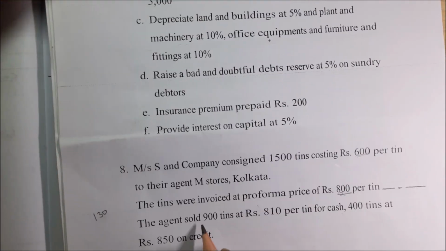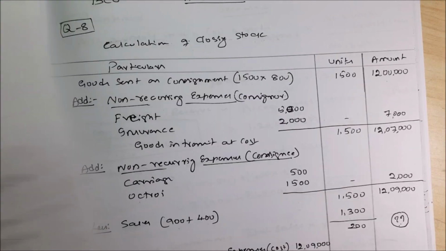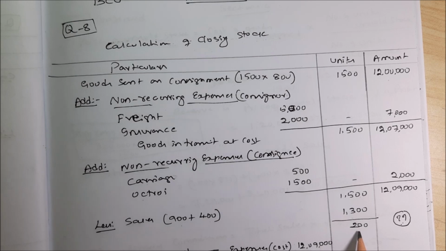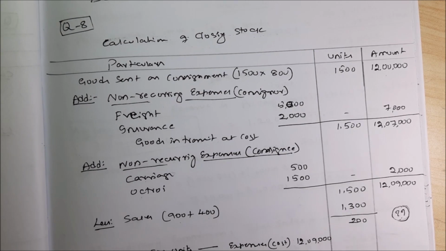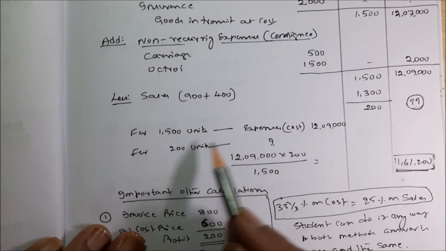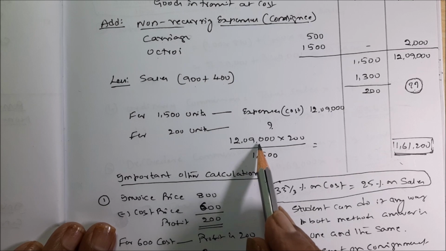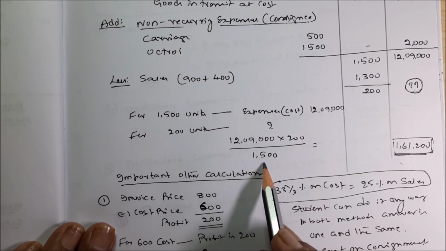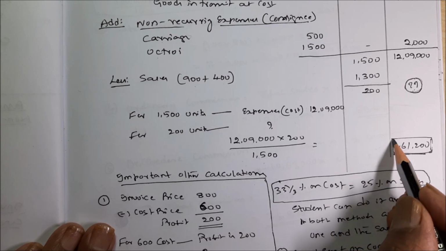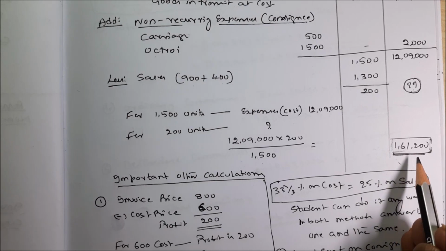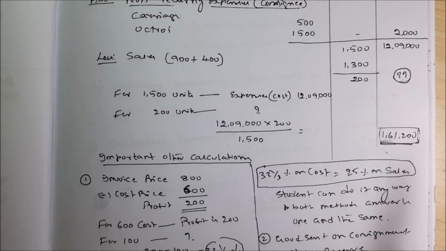That is, he has sold 900 tins and 400 tins. 900 plus 400 comes to 1300. So how much is remaining? 200. What is the cost? I have put a question mark there, which means you have to find out the closing stock. For 1500 units, the expense is 12 lakh 9000. For 200 units, how much is it? So 12 lakh 9000 into 200 divided by 1500, it comes to how much? Actually 1 lakh 61,200. So the closing stock value is 1 lakh 61,200.